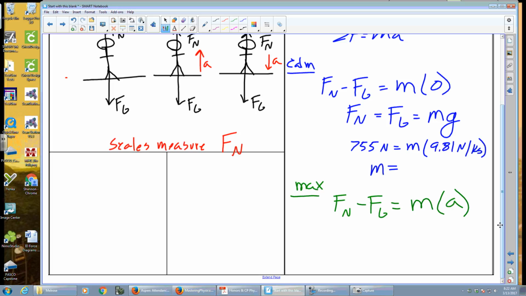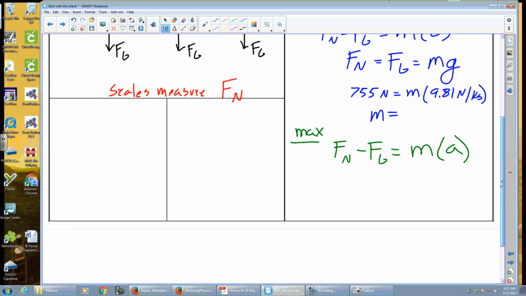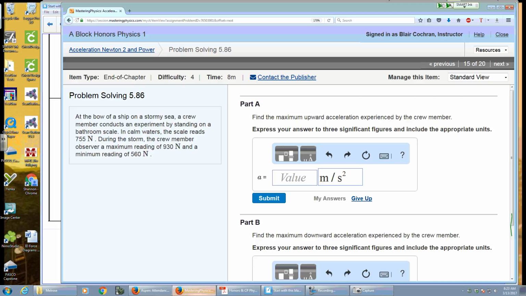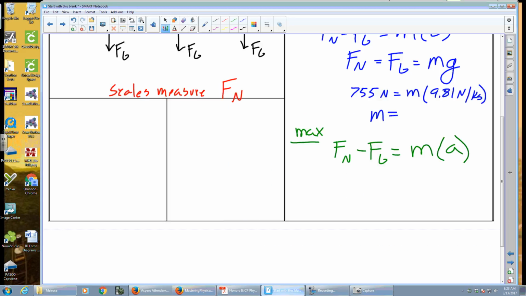We're gonna end up needing the mass. You'll see. So let's see, what do I know? Oh, I know the normal force, right? They tell me that when it's at a maximum. It's the max, 930. 930 newtons minus, I know the weight, 755 newtons. I know the mass, it's whatever I figured out up above, and I'm left with A. And I want to find A. Cool.